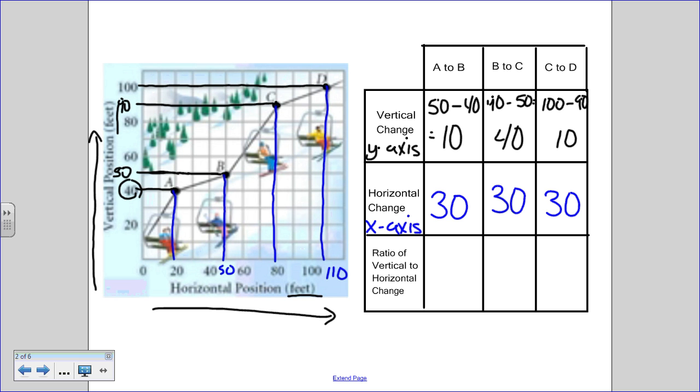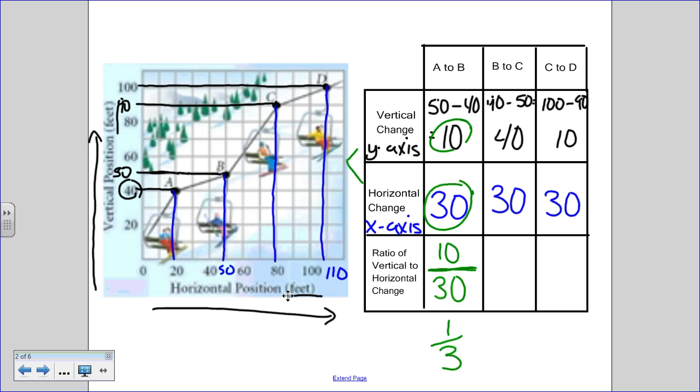The very last part of this problem asks us to find the ratio of the vertical to the horizontal change. This is just following what we've already measured on our graph. We said the vertical change from point A to B was 10. Since it's a ratio, we will turn this into a fraction. It would be 10 over our horizontal change, which was 30. We can simplify that fraction to say that the ratio of the vertical to horizontal change is 1/3.